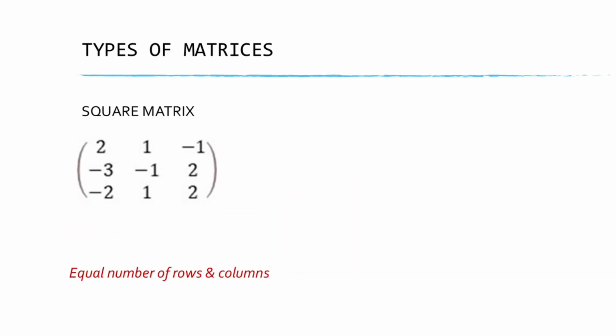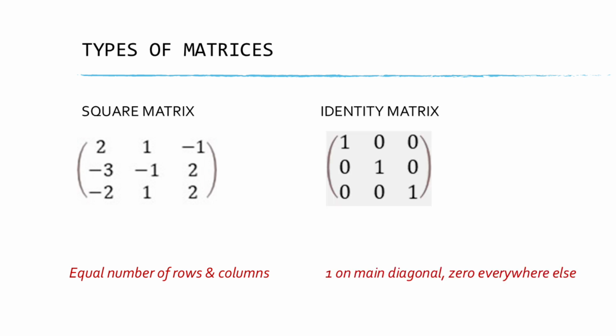Square matrix, where you have the same number of rows and columns. In our previous example, the matrix is actually a square matrix. Then you have the identity matrix with the diagonal elements all 1, and then all the other numbers on the off diagonal are 0, like so.